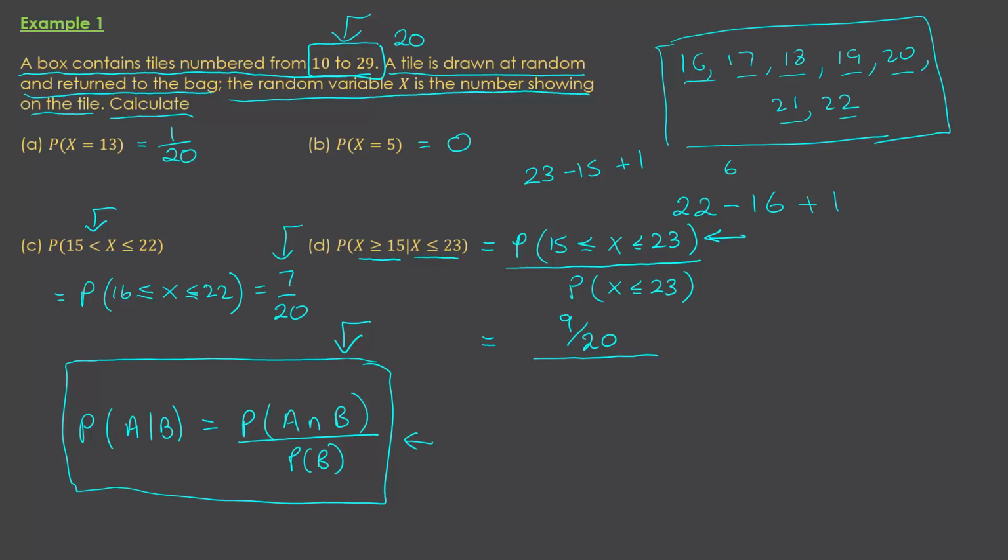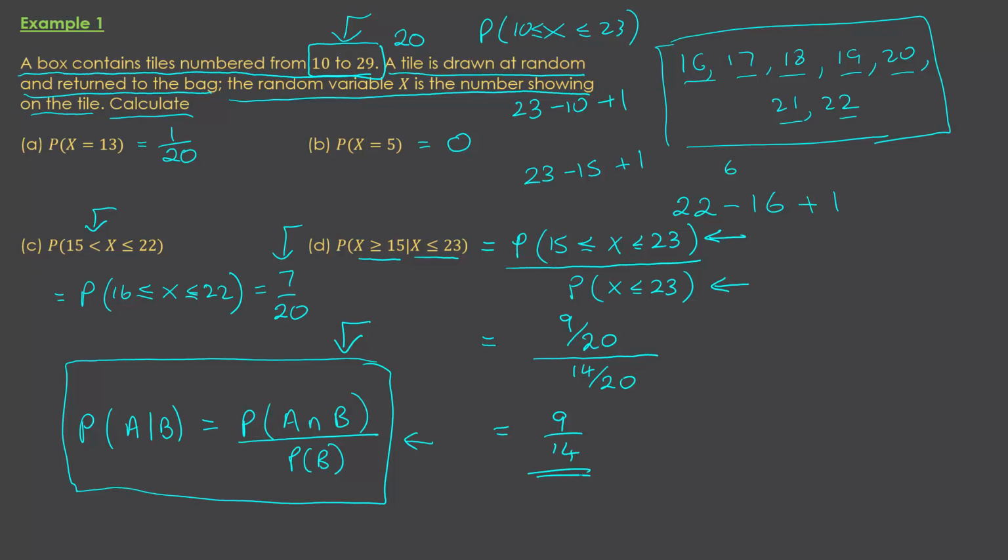For the less than or equal to 23 on the bottom, we know that's from 10 to 23. So we could actually write that as the probability that x is from 10 to 23. And then 23 take away 10, add 1 is 14. So that would be 14 out of 20. Now that simplifies to 9 out of 14.